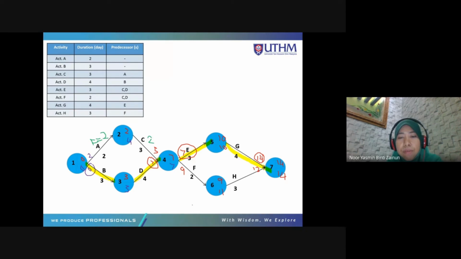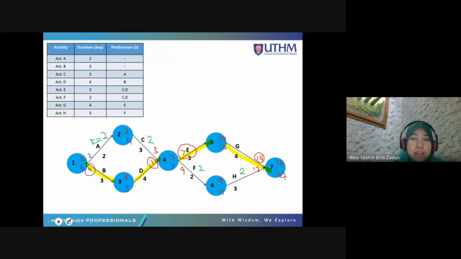And then the total float for F is 11 minus 2, which is 9. 9 minus 7 is 2. And the total float for H is 14 minus 3, which is 11. 11 minus 9 is 2. Always double check. If something is not right, double check and see.